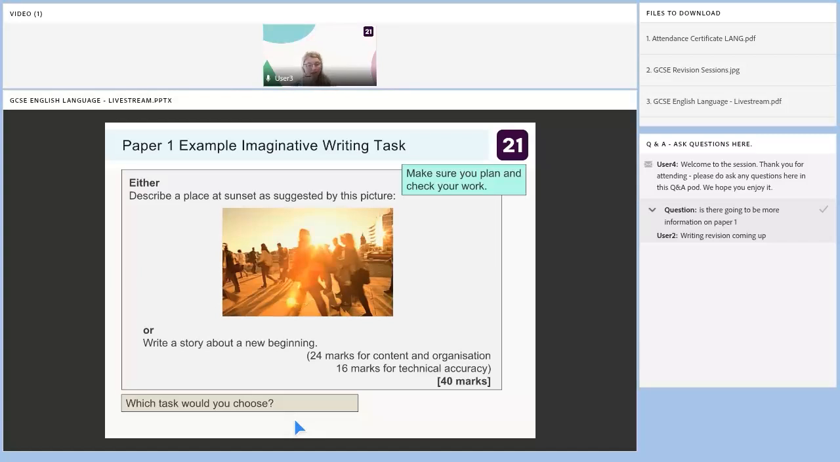This is a common type of task for the AQA paper 1 writing. There's normally a description or a narrative. You'll notice both of them are linked. So you might write a story that is set in a city. You might include a sunset in your story. There is no right or wrong, so choose whichever task most appeals to you from the 2 that are on offer, and be as creative as you can.